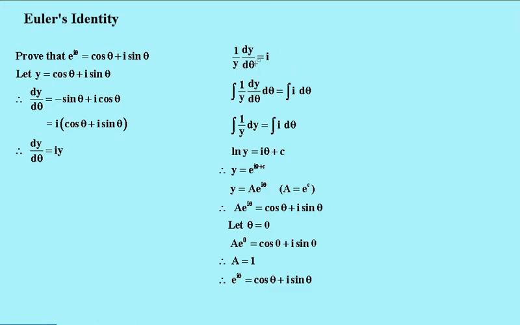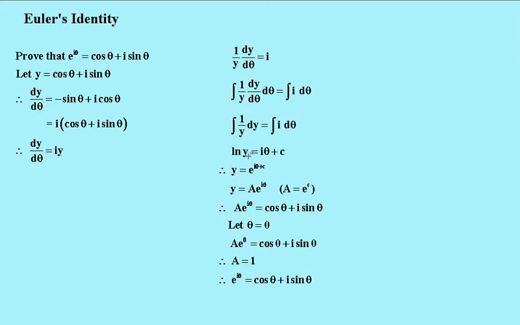Alright, now taking y across to the other side, that is dividing both sides by y, we get 1 on y, dy d theta equals i. Now we then integrate both sides with respect to theta. We get this result here. Of course that means that the integral of 1 on y dy is the integral of i d theta.